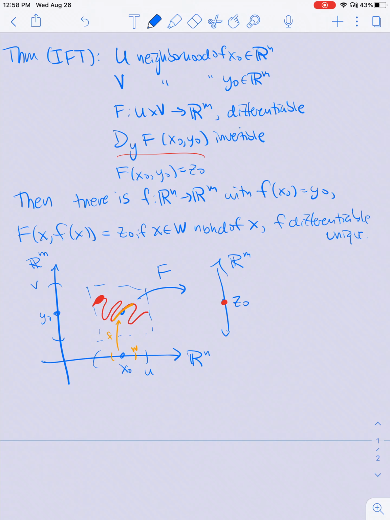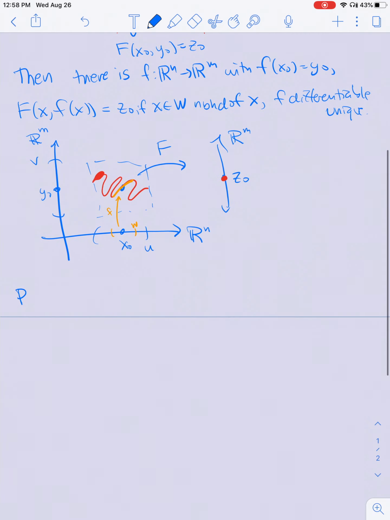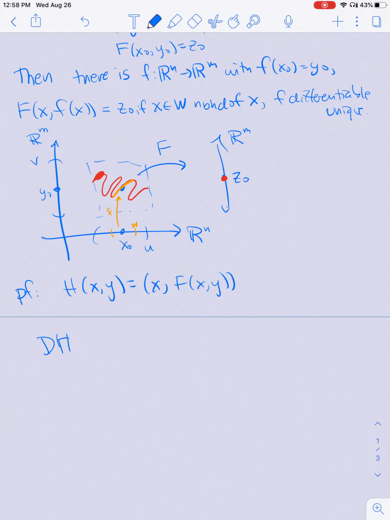Okay, so we're going to use the inverse function theorem to prove this theorem. So let's construct an auxiliary function. H(x, y) is (x, F(x, y)). Now, if I take dH, it is going to be the n by n identity matrix in the top left corner. And then there'll be a bunch of zeros. So I'm writing it as a block matrix. Not all these blocks are going to be the same size.